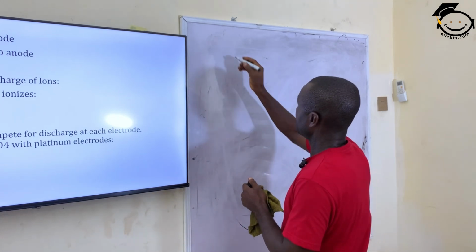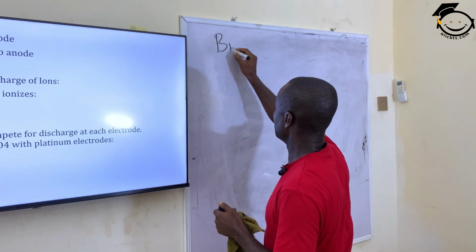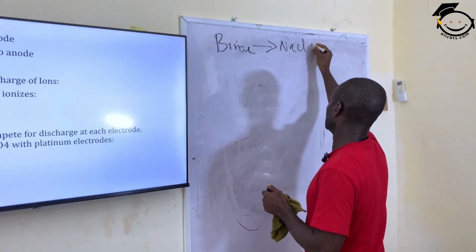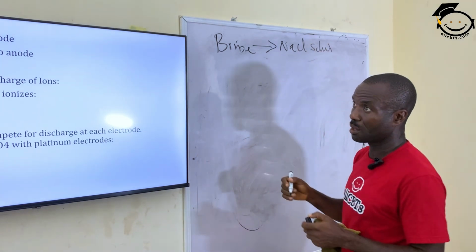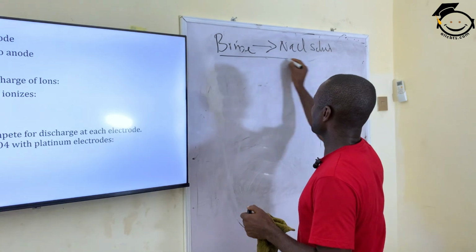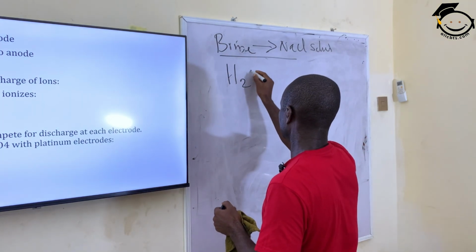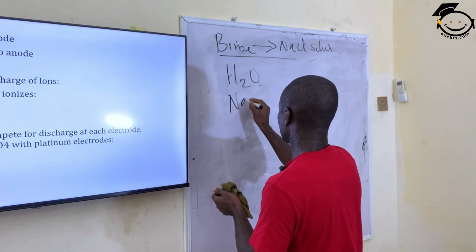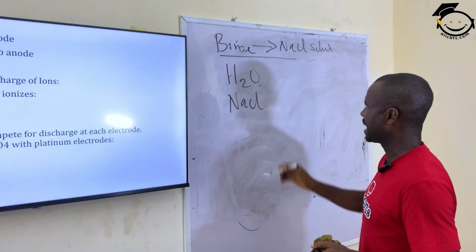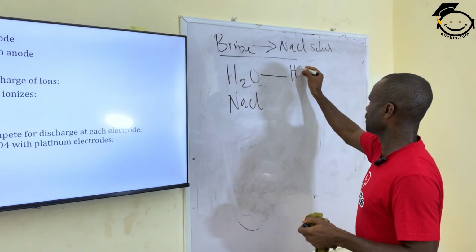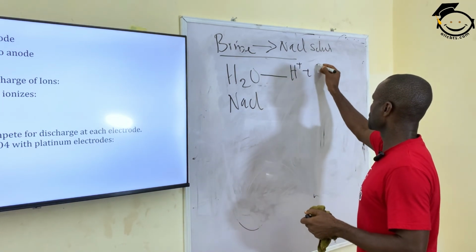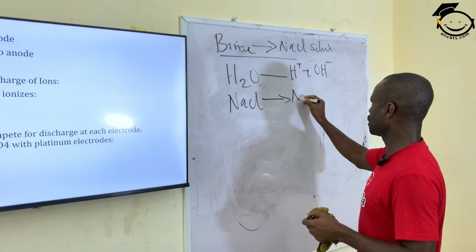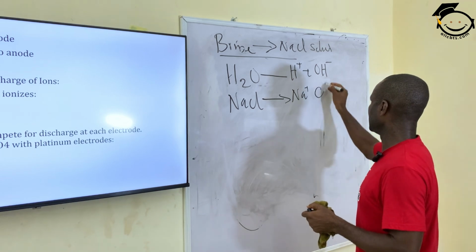electrolysis of brine. When you say electrolysis of brine, it means sodium chloride solution, meaning normal table salt. So in electrolysis of brine, what we have is water. Then the other substance we have in combination is sodium chloride. So what are the likely ions here? Water will give us hydrogen ion plus hydroxide ion. Can you see? Then sodium chloride will dissociate into sodium ion and chloride ion.